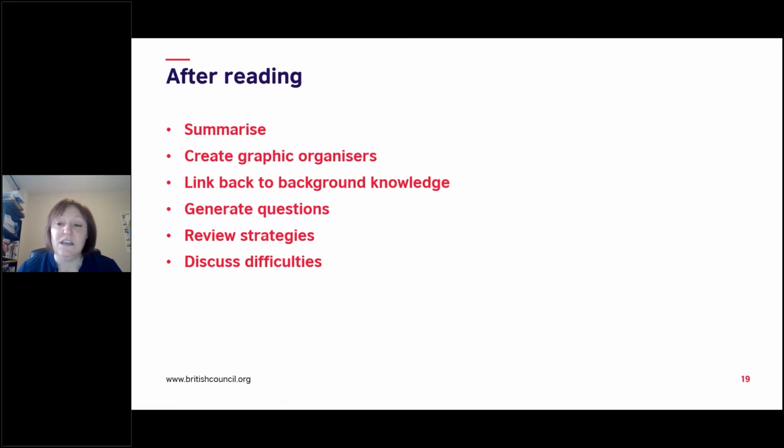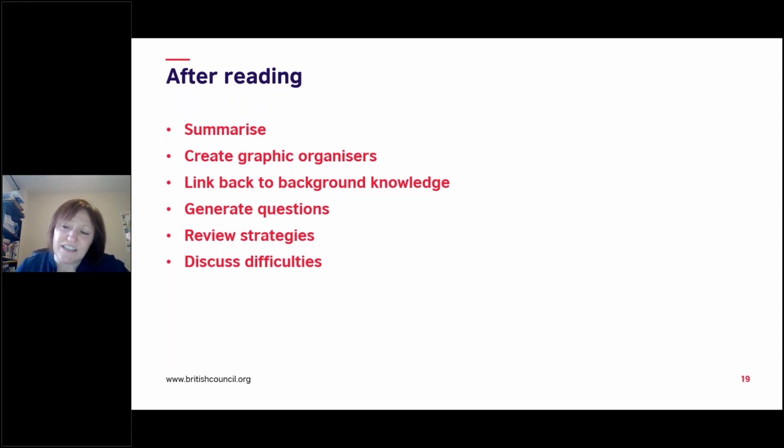So what about after? Obviously we want to check that they have understood. Now, you can do many things there. We can ask questions, or get the students to ask questions. But to be honest, it's great if we've already got the questions in advance, so that they can focus when they read. Give them a purpose, an interest, a reason, a goal. And then you can check the comprehension through those questions.